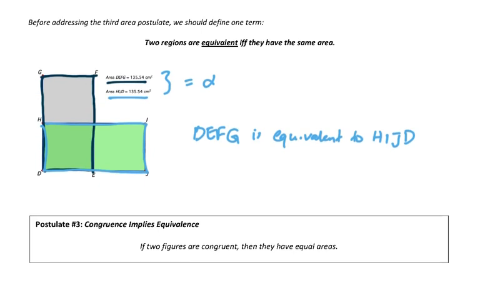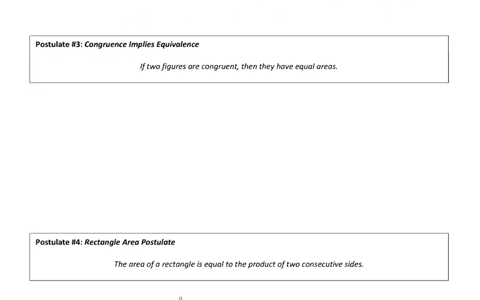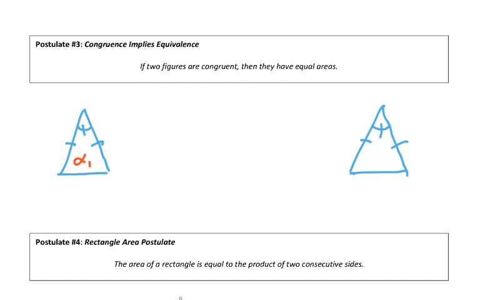What we would use this for is to say that the third area postulate tells us that if two figures are congruent, then they have to have equal areas. If I can establish, for instance, that I have two different triangles in separate locations in space, and I know that they have vertex angles that are congruent, and they are both isosceles triangles, and those sides are congruent, I can then say that whatever the area of this triangle is, and whatever the area of that triangle is, they have to be equal to each other.